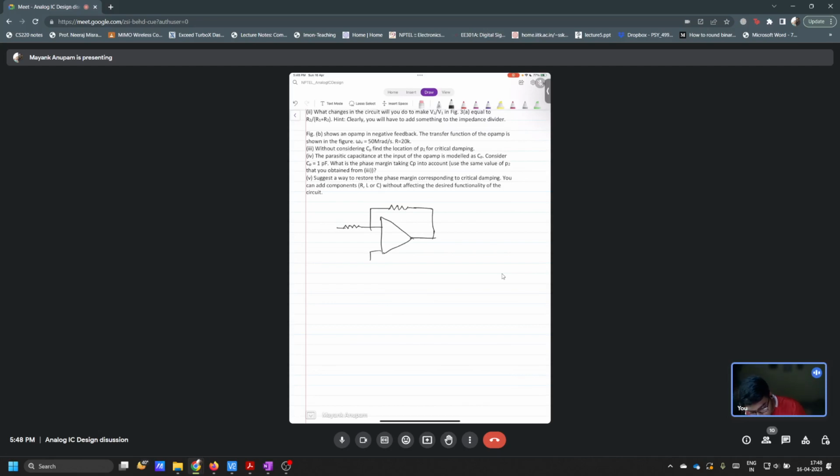And this was grounded. This is V in, this is V out. So how do you find the phase margin? You first break the loop, right? Or first you have to ground it, correct? Then you break the loop and you apply an input here, V test, and you find out what is coming here, V return, correct? That is how you find out.